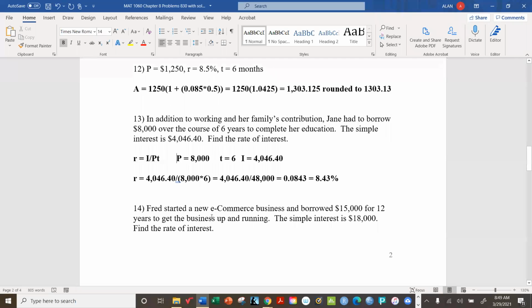All right, let's try this next one. Fred started up a new e-commerce business and borrowed $15,000 for 12 years to get the business up and running. The simple interest is 18,000. So this is actually the exact same type of problem. The only thing that's different, of course, is the actual numbers.